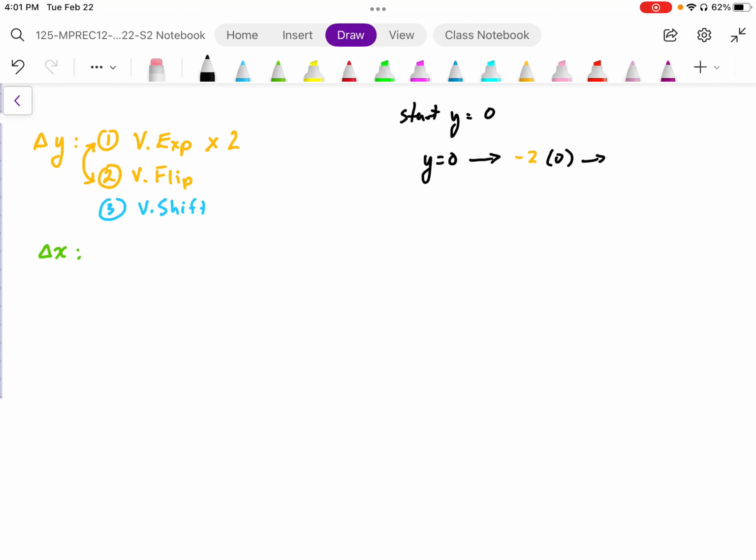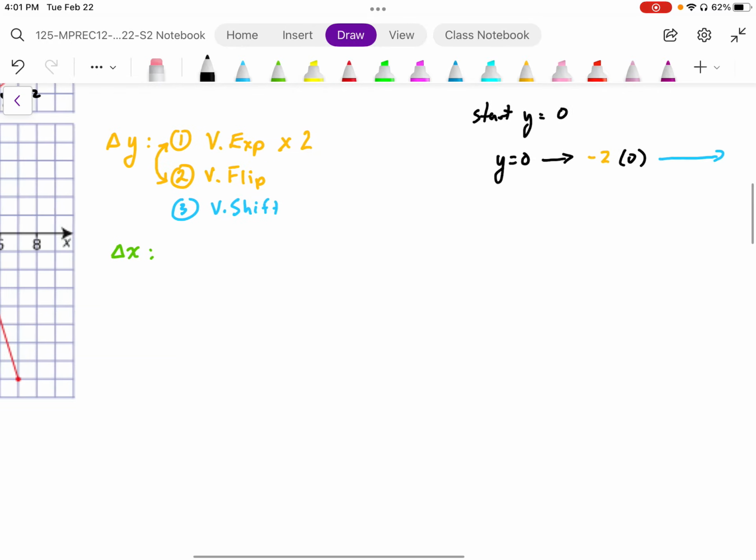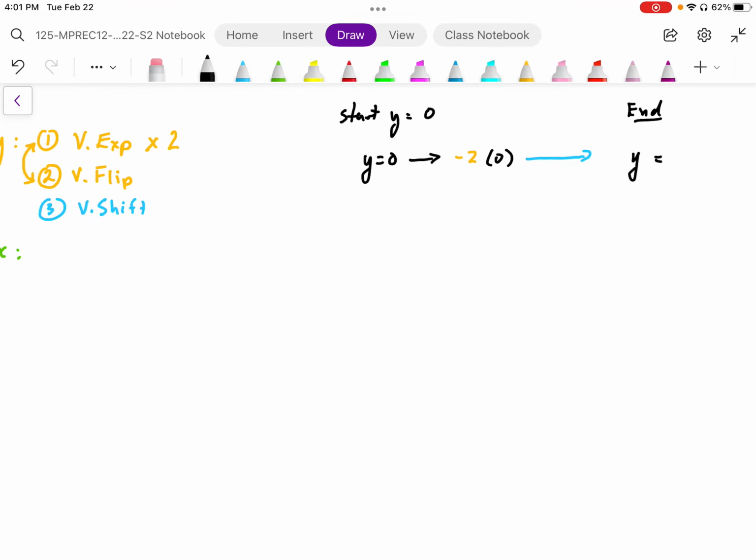Okay, and then I need to do some vertical shift. My vertical shift is going to be in here. And my end position is going to be at Y equals, looks like +2. Y equals 2. So to go from 0 to 2, I need to do +2 as my vertical shift. So my vertical shift is +2.